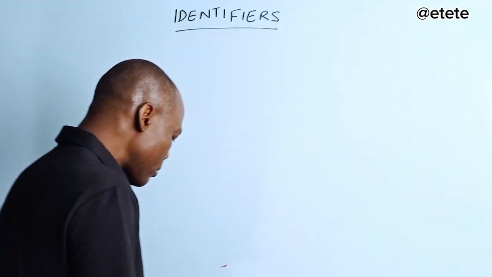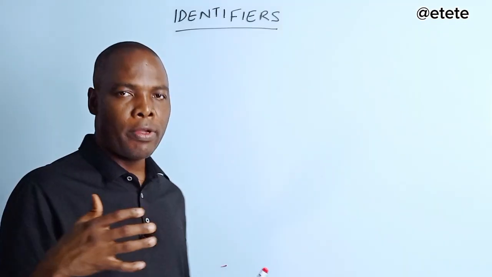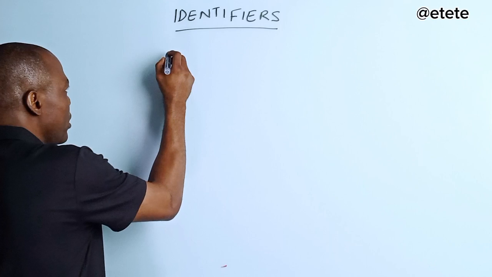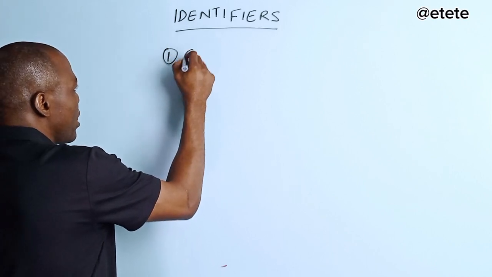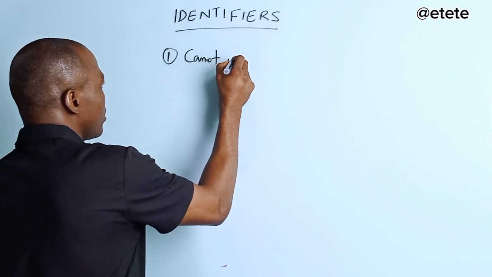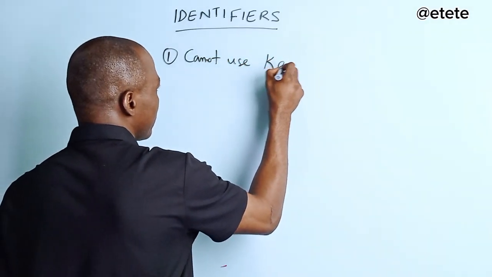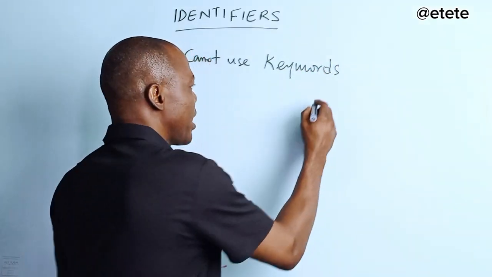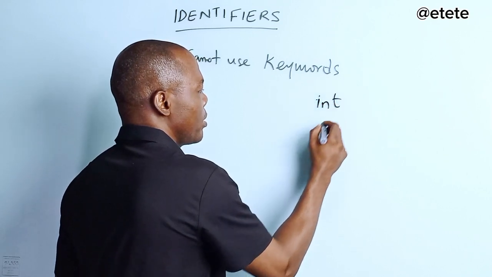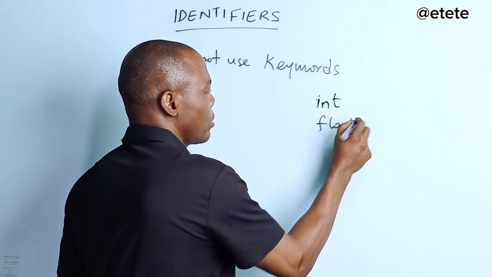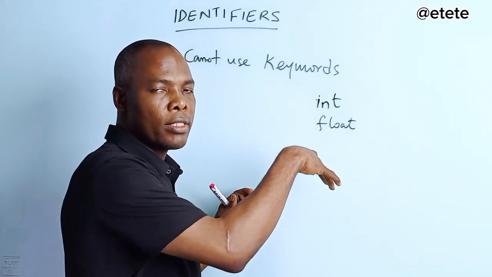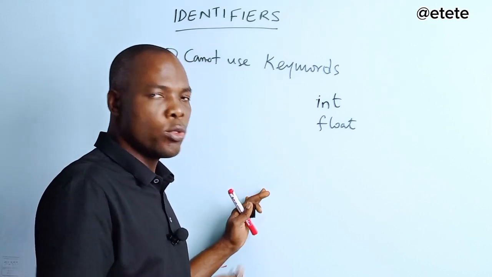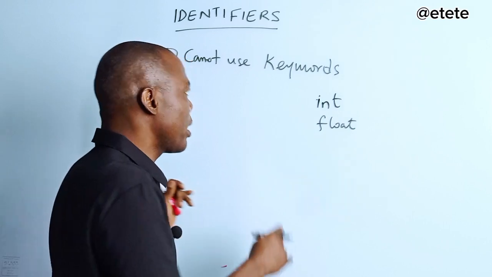And then there are rules for naming identifiers. First, you cannot use keywords, right? For example, you can't use int, you can't use float. You can't use any of these keywords, 32 keywords in Python, and many more keywords that have been added, to name an identifier. That is one.